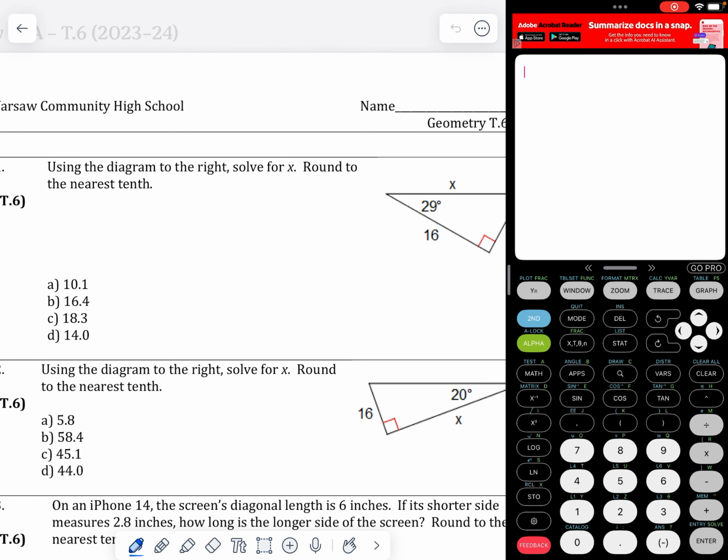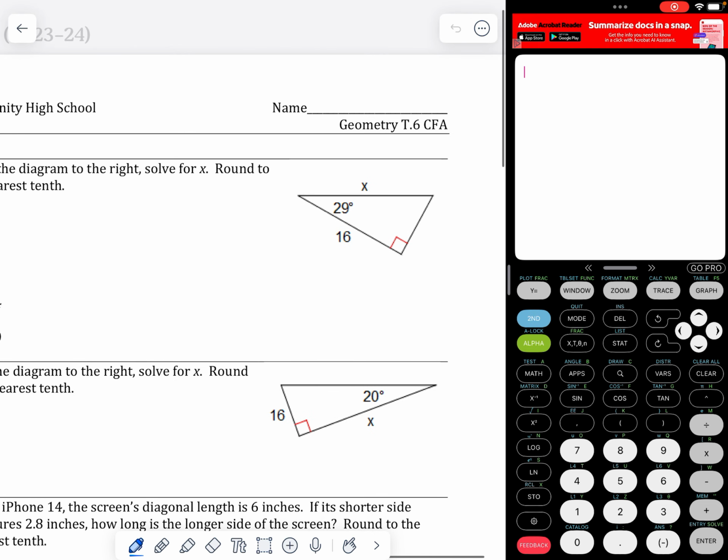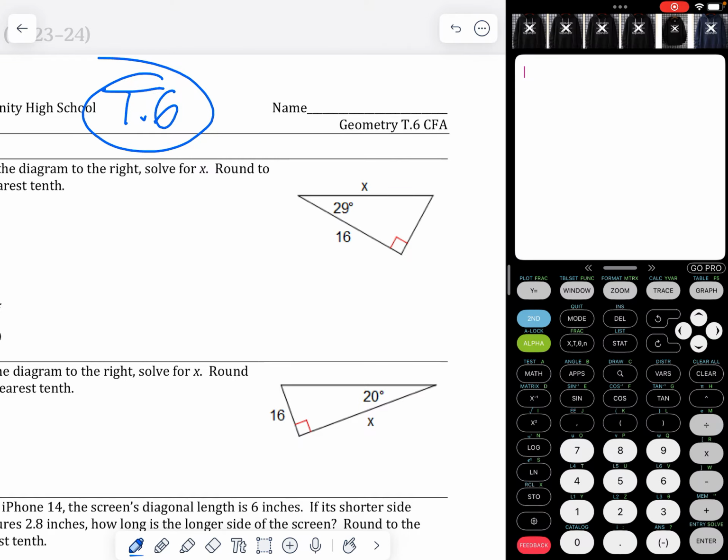Hey guys, this is our T6 retest, right? So again, if you go to Illuminate and you cannot see a green under that standard, it should be that first standard, then we are retesting this. Again, it doesn't matter if you start with this one or start with the next one. It's completely up to you, okay? This is what we're going to be focusing on.